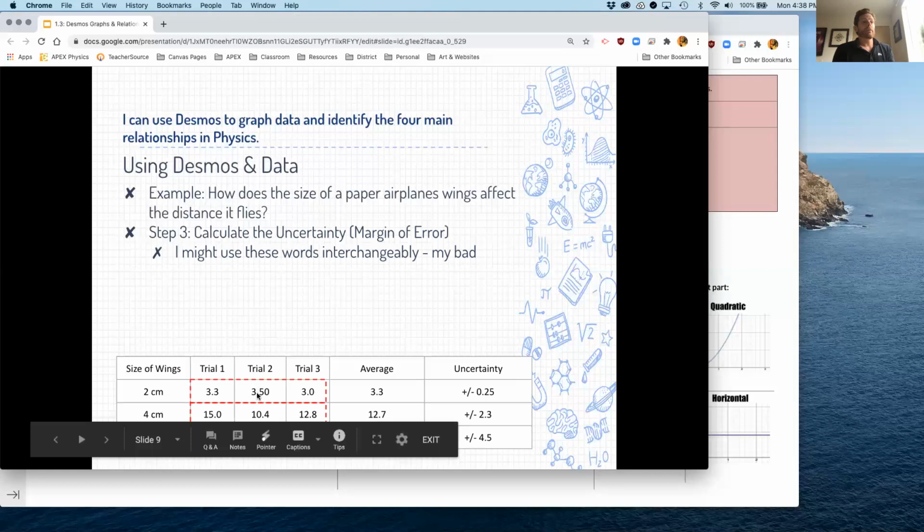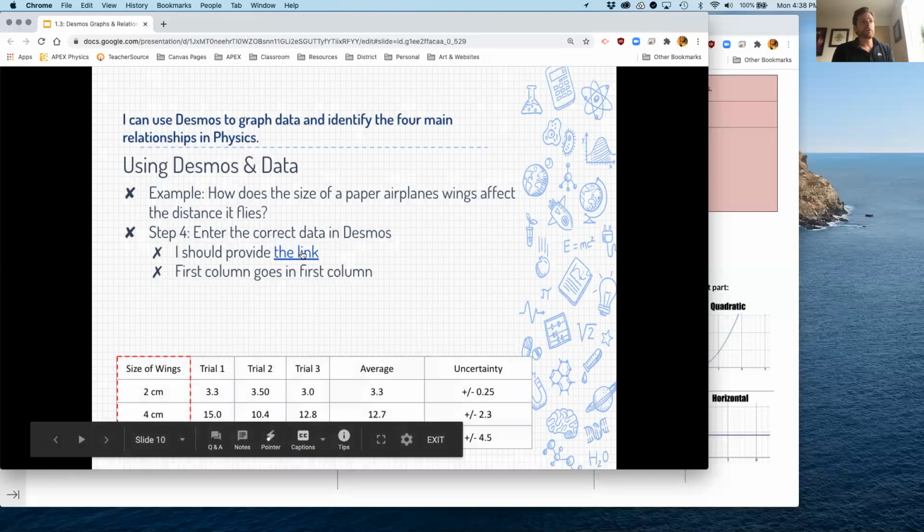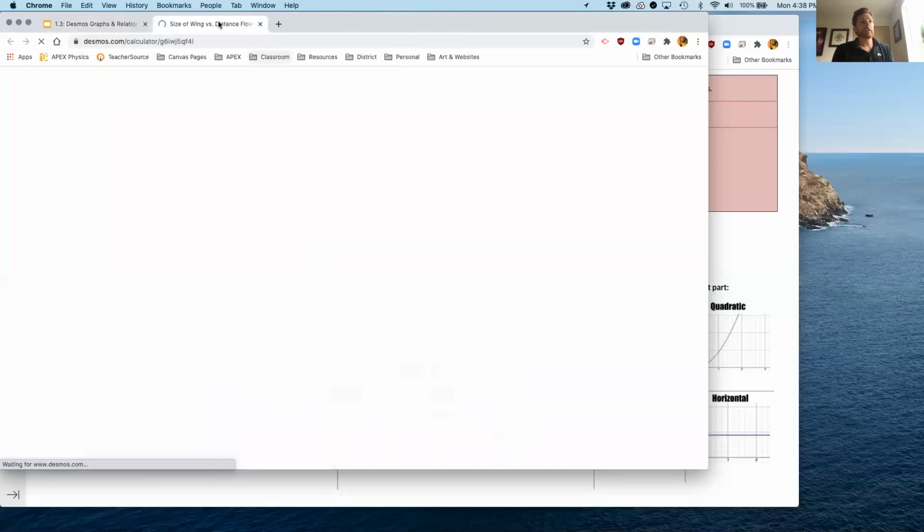The biggest, 3.5 minus the smallest, 3.0 divided by 2. Bam. So this is the information. Now we have to talk about how to put it into Desmos. So for this first one, I give you the link. So here's the link, okay?